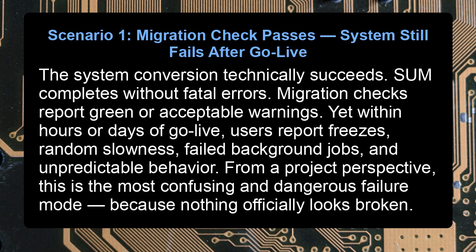Scenario 1, migration check passes, system still fails after go live. The system conversion technically succeeds. SUM completes without fatal errors. Migration checks report green or acceptable warnings. Yet within hours or days of go live, users report freezes, random slowness, failed background jobs, and unpredictable behavior. From a project perspective, this is the most confusing and dangerous failure mode because nothing officially looks broken.